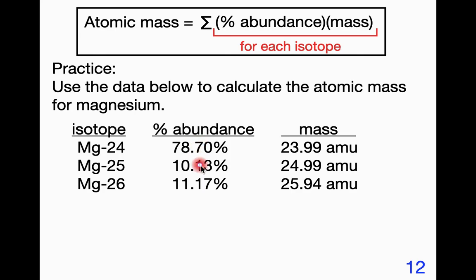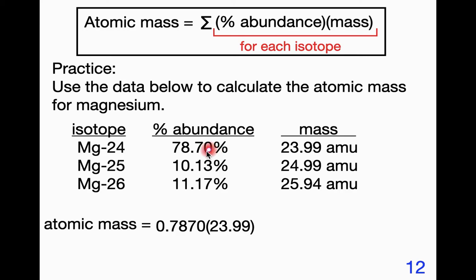So we have everything that we need to calculate the atomic mass for magnesium. Now, remember, the mass here is not the atomic mass for magnesium, it's the atomic mass for magnesium 24 and then 25, 26 respectively. So in order to calculate the atomic mass for magnesium, we need to use the formula up here. Okay, so it'll look like this.